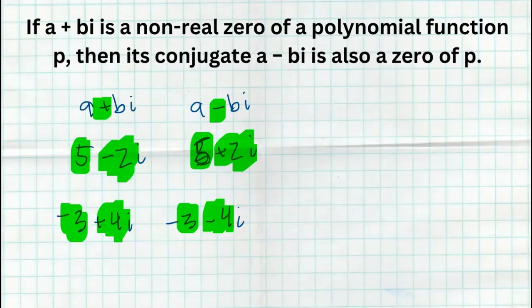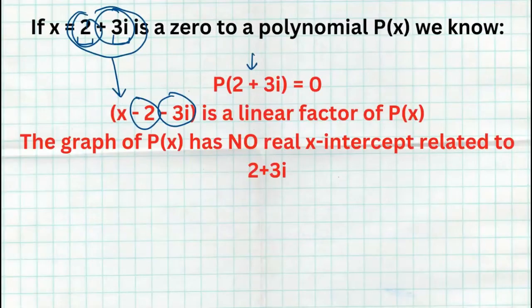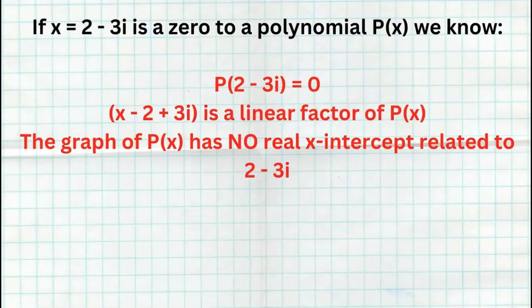All right, so if we look at that last problem we just got done talking about, we said 2 plus 3i is a 0. Well, that immediately means that 2 minus 3i is another non-real 0. Again, that rule is only true for non-real zeros. So again, we already determined that 2 plus 3i is one, so now we know 2 minus 3i.